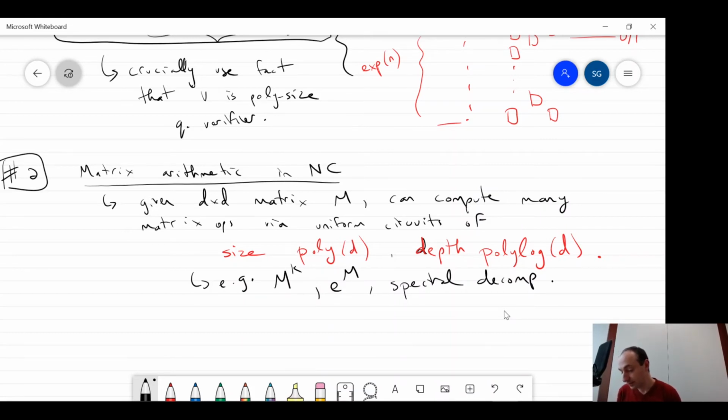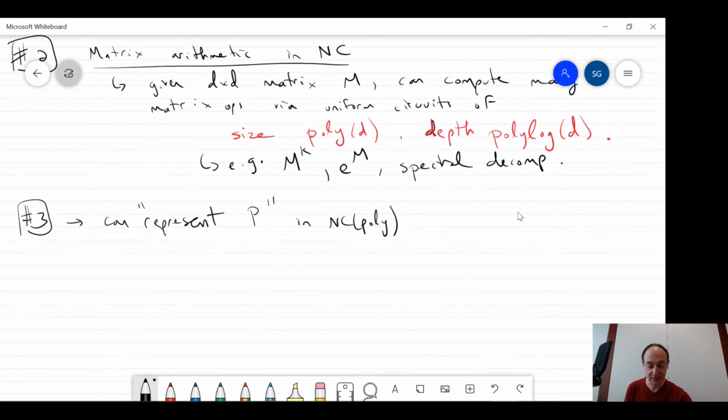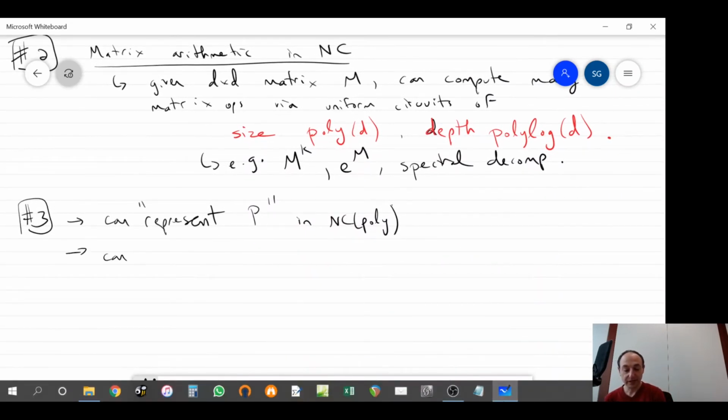Good. So if I take all these things together, number 3, what can I do? I can represent my SDP, let's say. Obviously I'm fudging here a bit, but I can essentially represent the operators in P in NC Poly. Again, this is also fudging because NC Poly is a decision class, but with circuits of this class, I can do basic matrix arithmetic in NC Poly. All's fine and well.